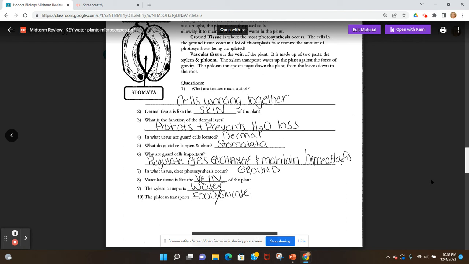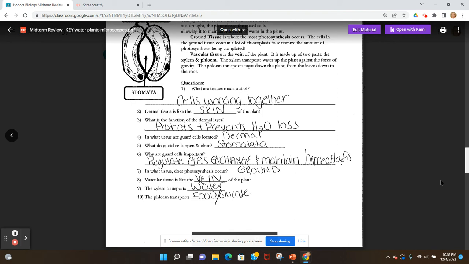In what tissue are guard cells located? The dermal. What do guard cells open and close? The stomata. Why are guard cells important? They regulate gas exchange and maintain homeostasis. In what tissue does photosynthesis occur? Ground.